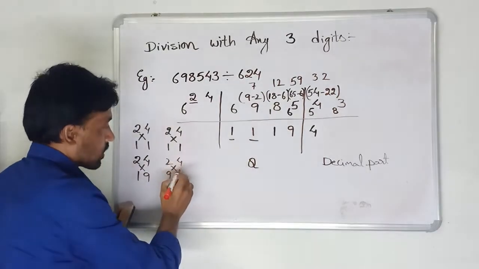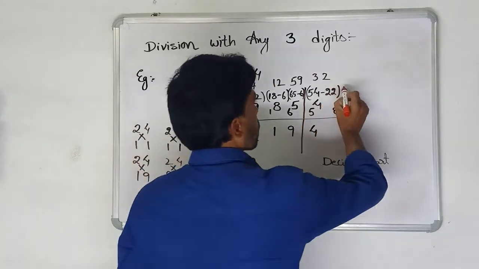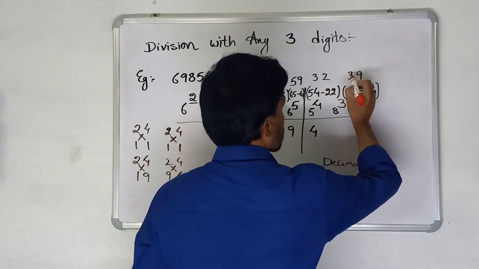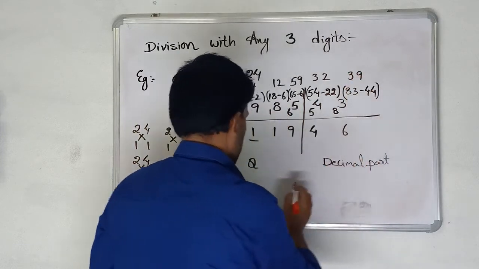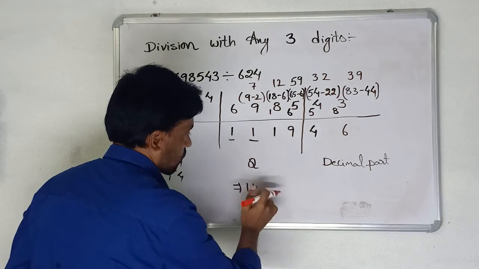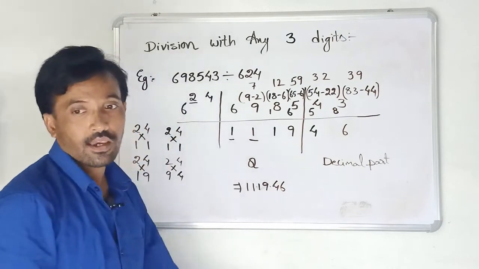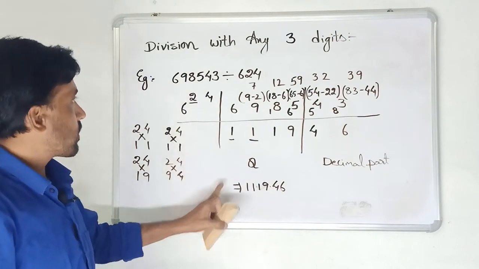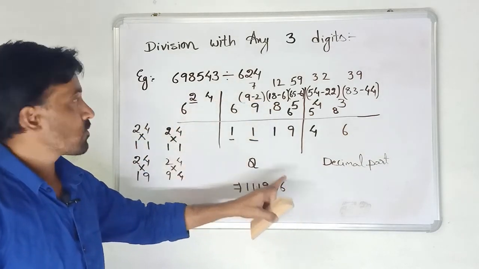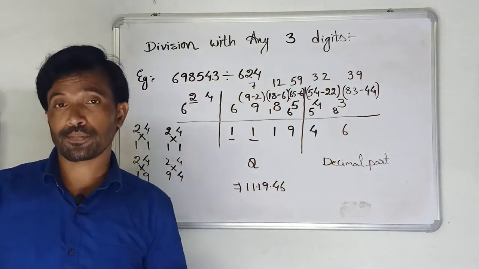Now here I am taking 9 5 4. 2 times 4 is 8 and 4 times 9 is 36. 36 plus 8 is 44. From 83 we subtract 44. Now 13 minus 4 is 9 and 7 minus 4 is 3. Now your answer is 1119.46. If you have a calculator, we can even verify: 624 into 1119.46 is approximately equal to 698543. Okay, thanks.